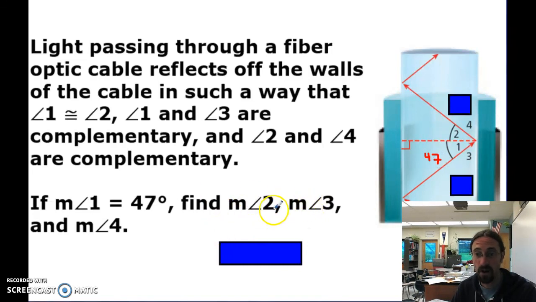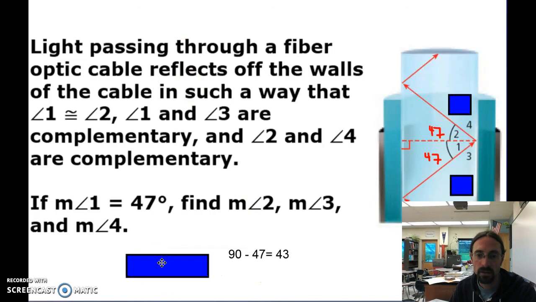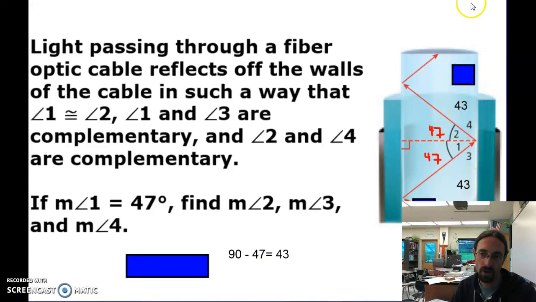Okay, well, first of all, it says angle 1 is congruent to angle 2, and congruent means it also has the same measurement. So I know this one is 47 degrees. And then, it says 1 and 3 are complementary, and 2 and 4 are complementary. Well, 90 minus 47 is 43. So that means angles 3 and 4 are also 43 degrees.